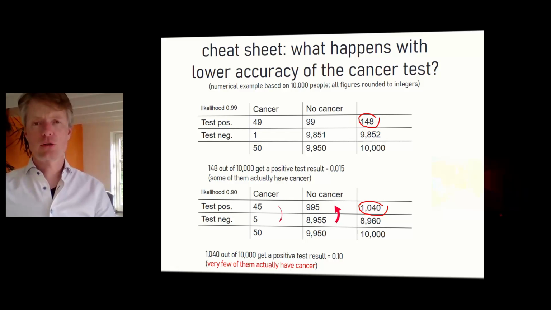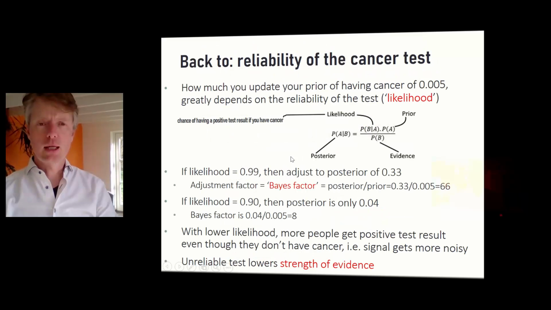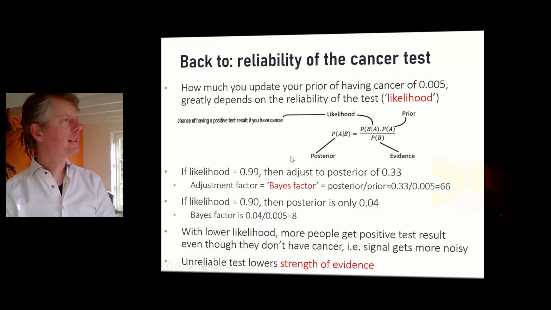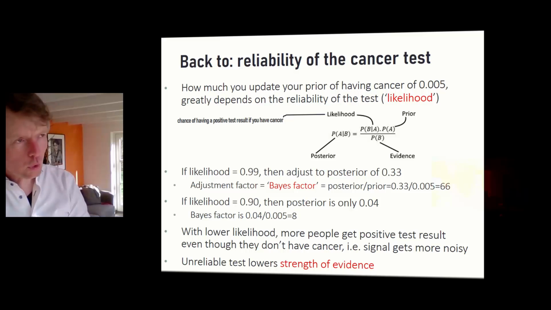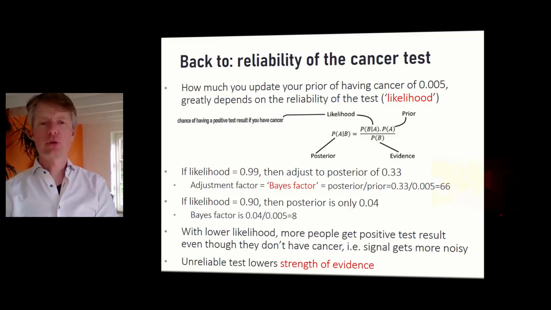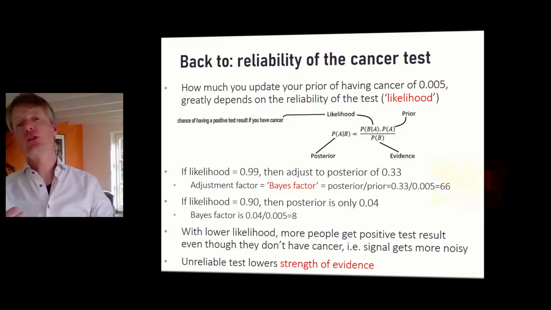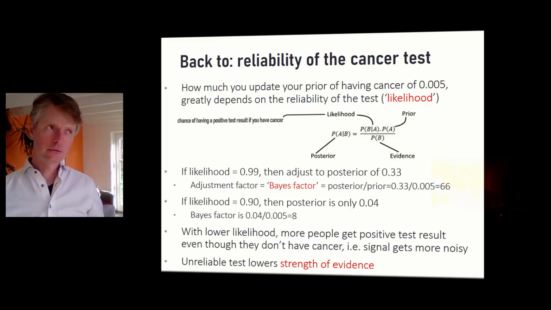You don't learn much from it, given that the chance of having cancer is so low, right? So back here, with a lower likelihood, more people get a positive result even though they do not have cancer, i.e. the signal from this test gets more noisy. It's not only noise, but the signal is not very strong. So an unreliable test lowers strength of evidence.